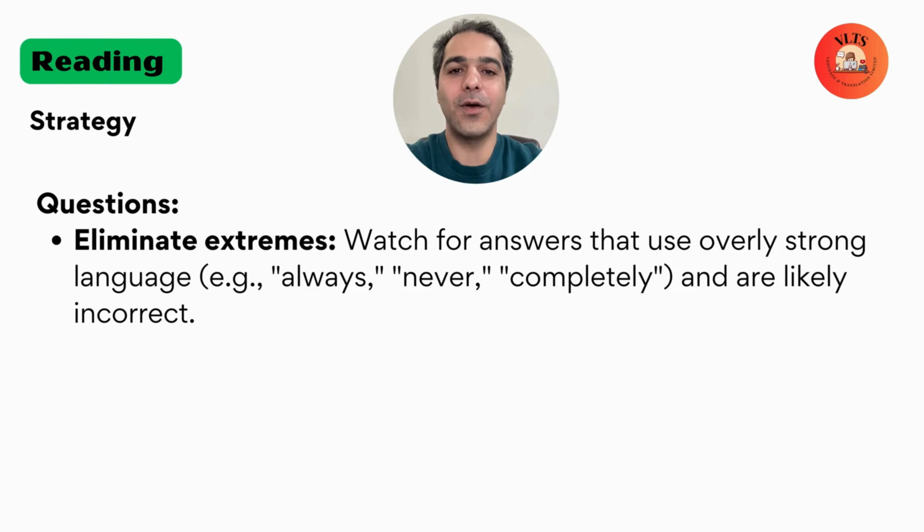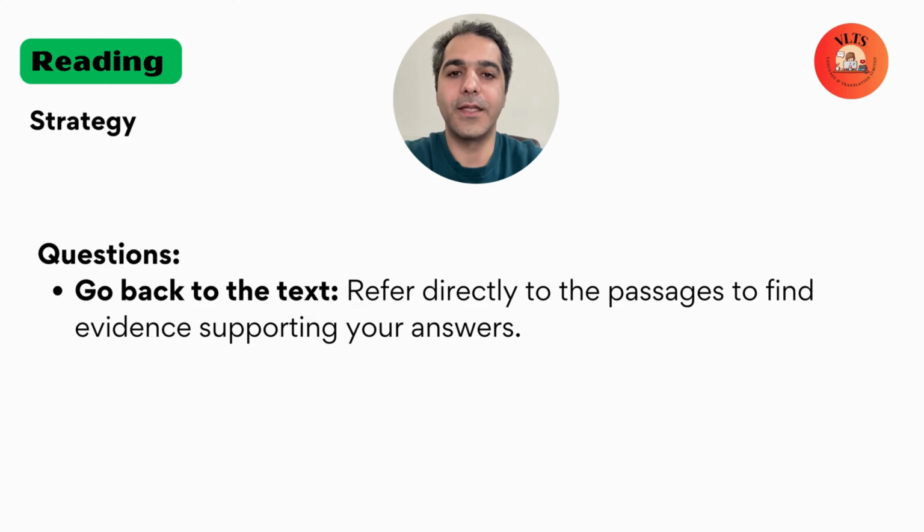Additionally, you know that not all options are correct. So you need to eliminate some of them to come to a conclusion that one of them is the best. Therefore, you need to watch for answers that use overly strong language like always, never, completely, as they are likely incorrect. Keep in mind that you have to always double check your answers. So, always refer back to the passage and double confirm your choices.